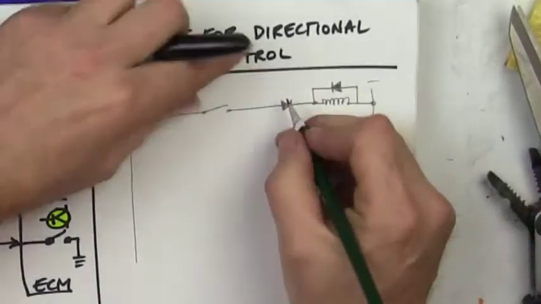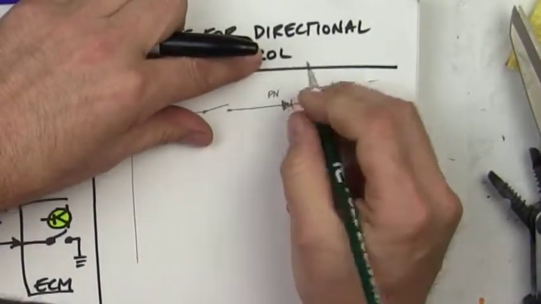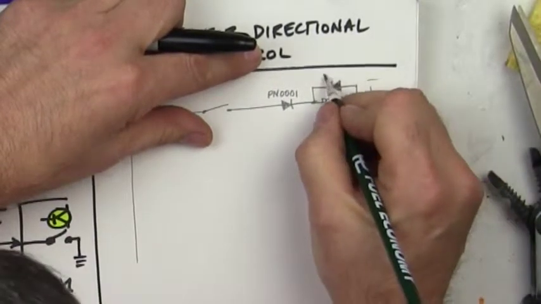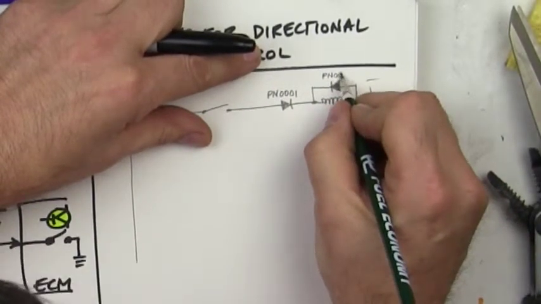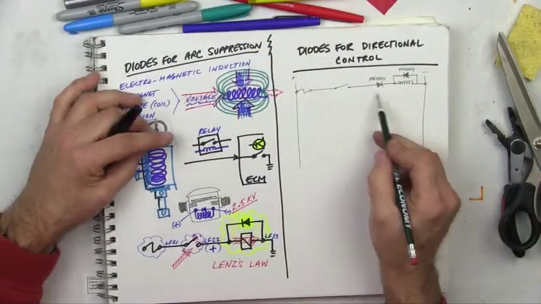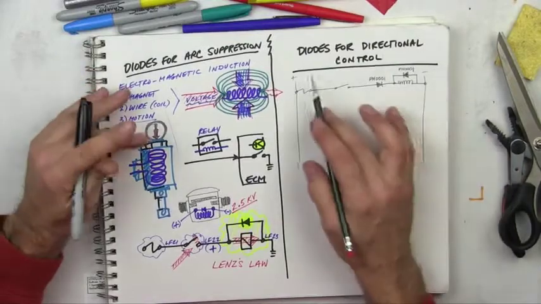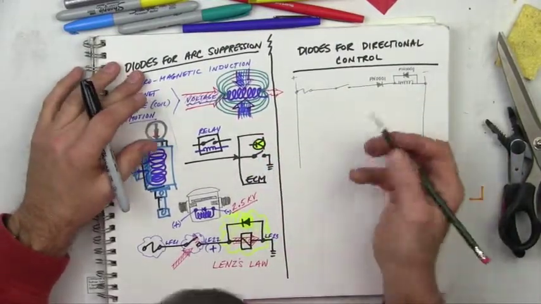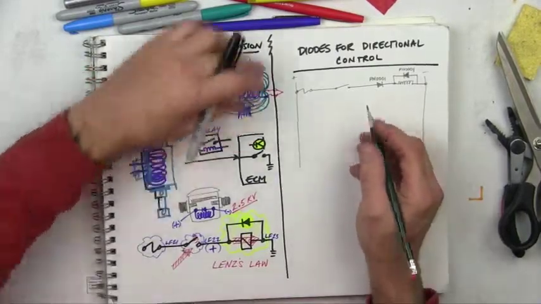They're the same part number, 0001, and this is going to be part number 0001. Okay, so they're the same part number. Okay, and there's no such thing as a positive diode or a negative diode. There is a positively constructed diode.